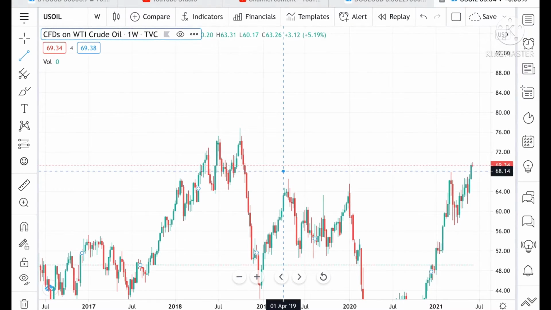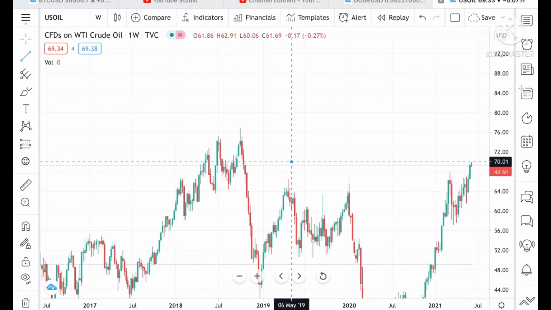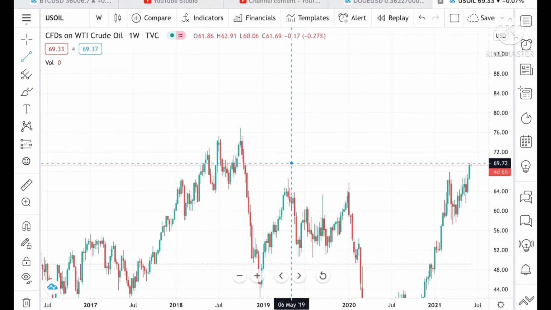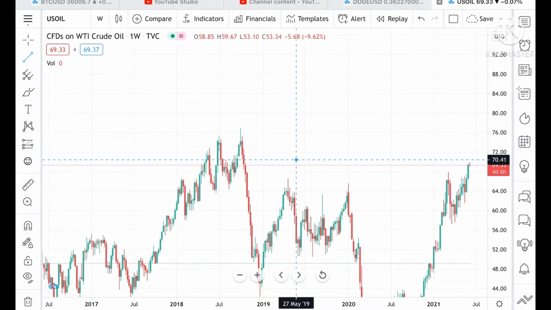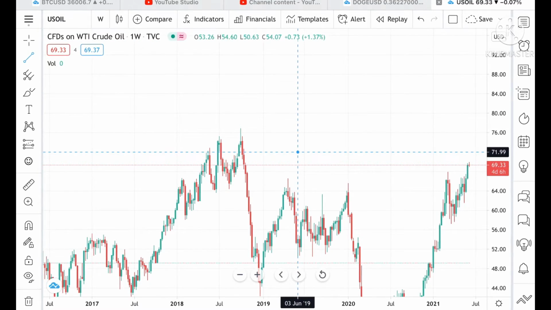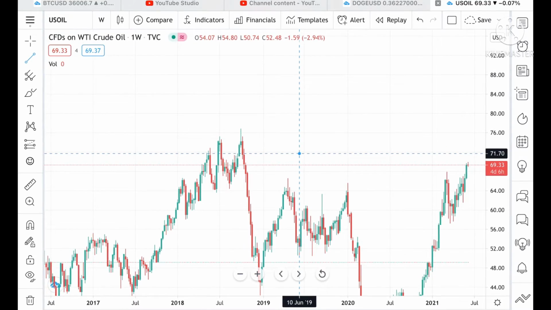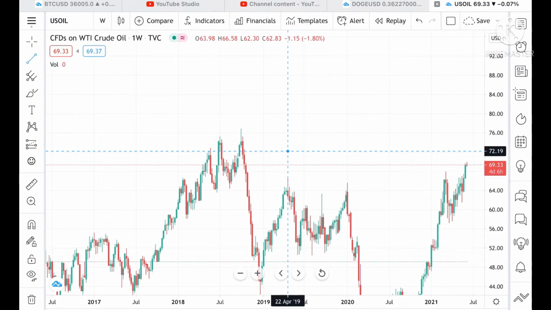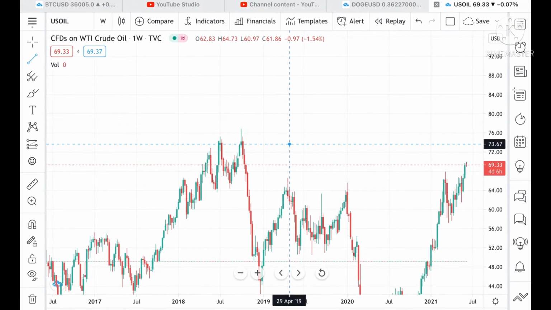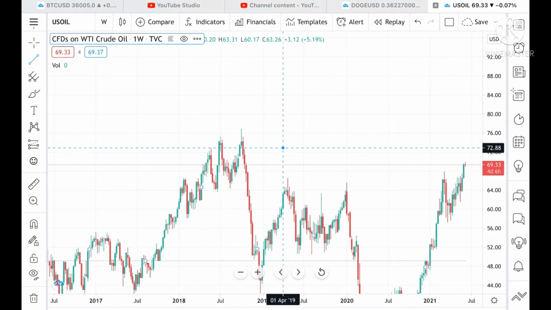If it crosses a level of 69.72, then we can see a level of 70.35, and from there 70.41. When 70.41 is touched, then we can see a level of 71.7, and from there 72.19, and from there 72.88. Once 72.88 is touched, then we can see a level of 73.87.